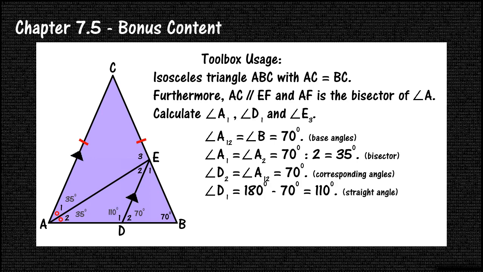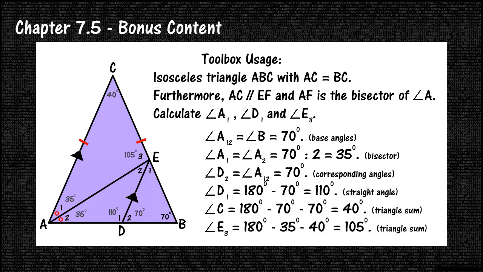To find the answer for E3, I took a look at triangle ABC. I know A12 and B are both 70 degrees, so C should be 40 degrees. And now I can use the triangle sum in ACE to figure out the size of angle E3, which is 105 degrees. And there you have it, one big exercise in just a few moments. And these are some of the other angles you might have calculated. Ready? Then on to the next one.